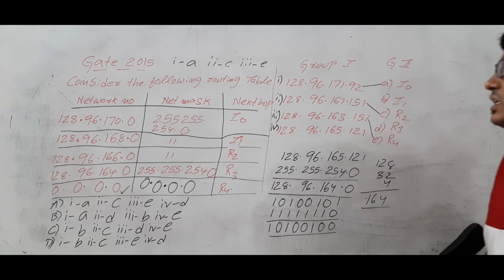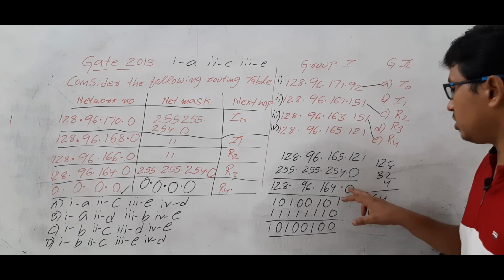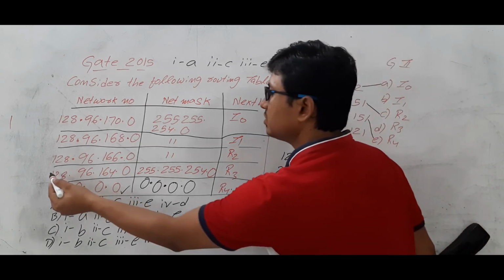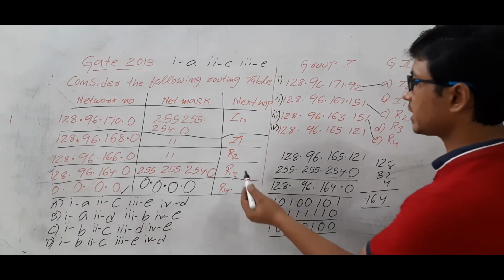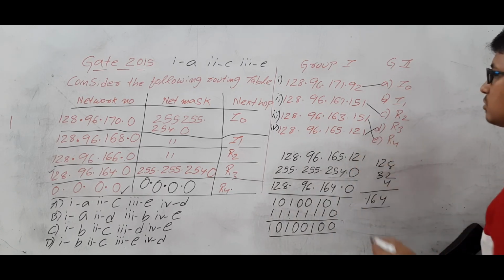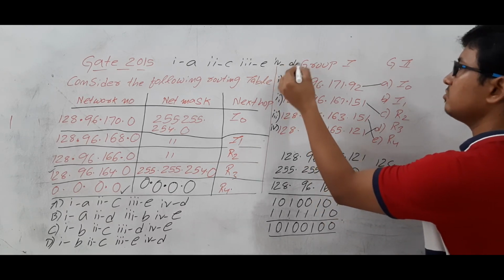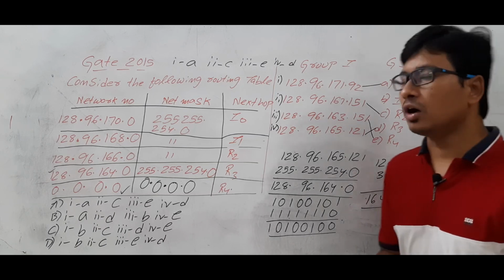So 128.96.164.0 is matching with this one. So then what is the next hop? R3. The packet 4 has to traverse with the help of next hop as R3. So 4 is what? Can you tell me? Is matching with the D. Now we have solved the question.